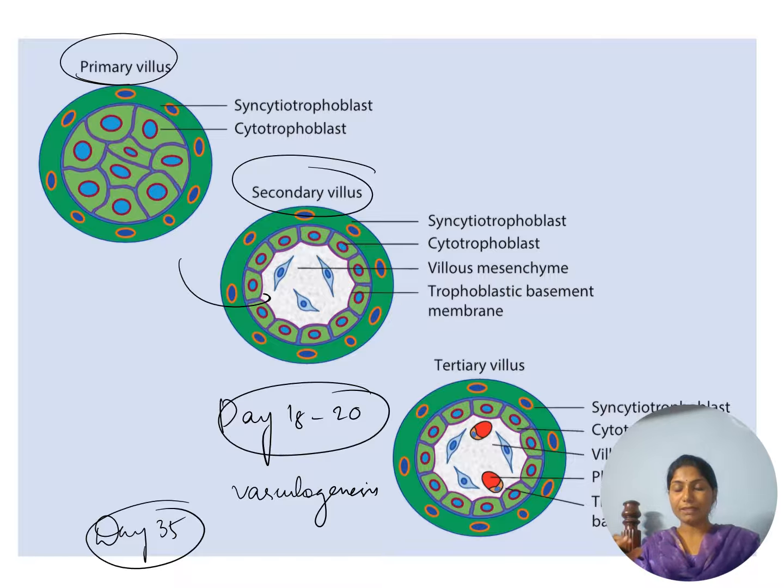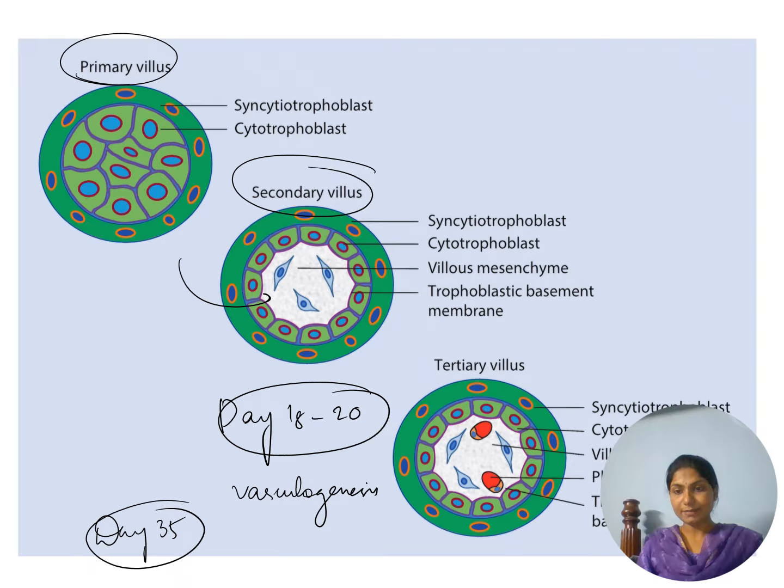have been completely formed. And these tertiary villi are a combination of cytotrophoblast, which is the layer, and outwards there is a syncytiotrophoblast, and inside there is the villus mesenchyme with the placental vasculature, and these vessels are forming, and these are all dipped in the intervillous space, and in the intervillous space there is the maternal blood which starts pouring, and then there is a gaseous exchange.